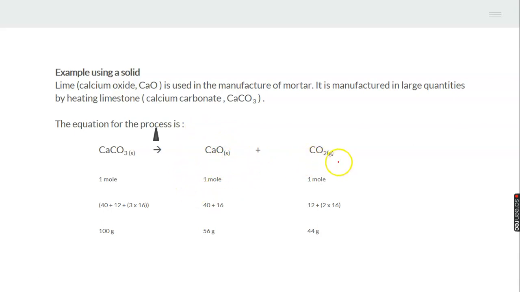So you have to look at the equation. Is it balanced? Yes, balanced. So 1 mole of this gives 1 mole of this plus 1 mole of this. So how can you calculate this? Calcium is 40, carbon is 12, then you have 3 atoms of oxygen, which is 48, so 40 plus 12 plus 48, that's 100. Then this gives you 56 and 44.